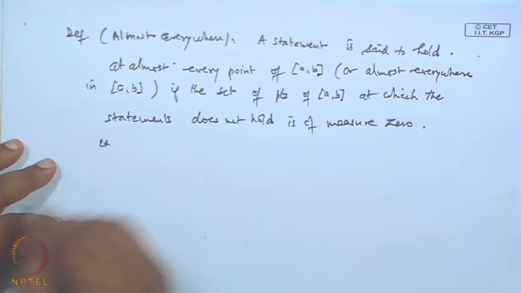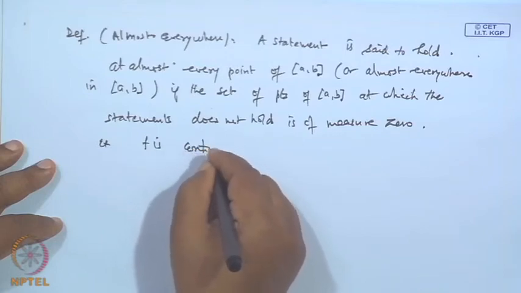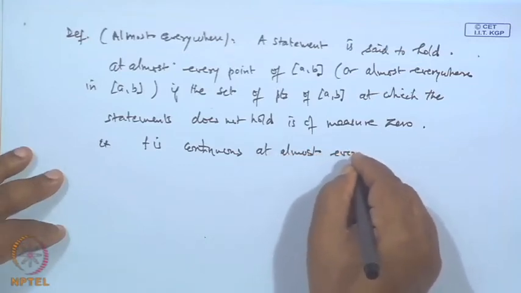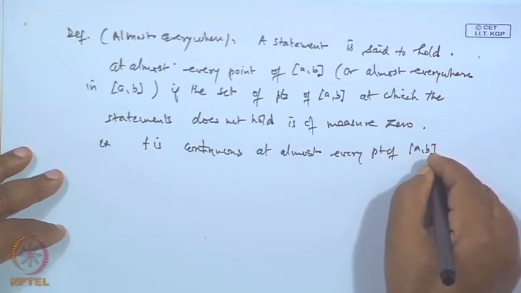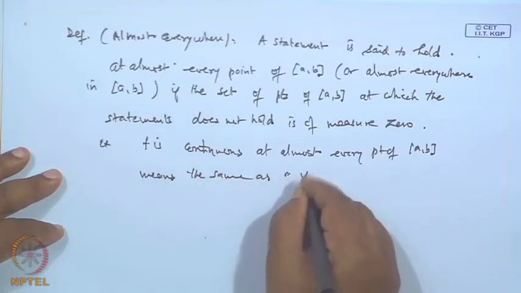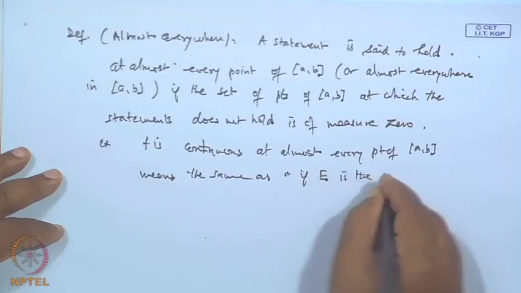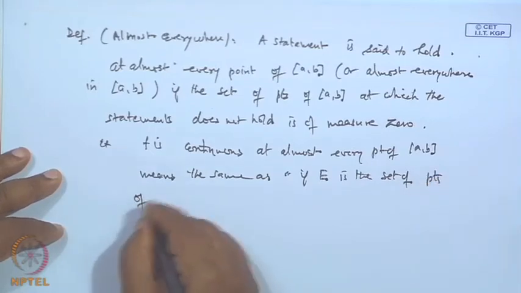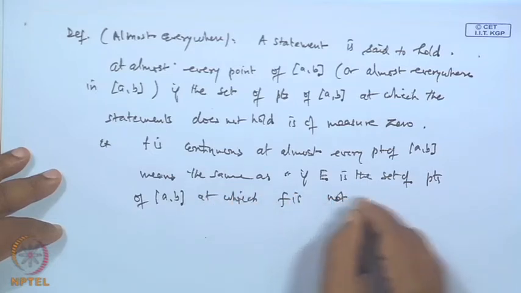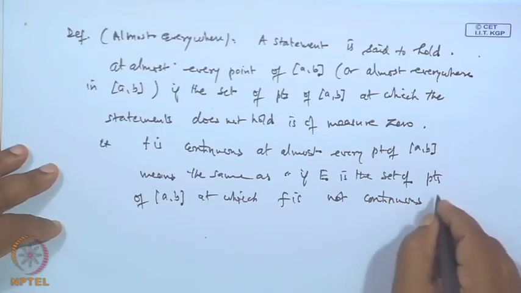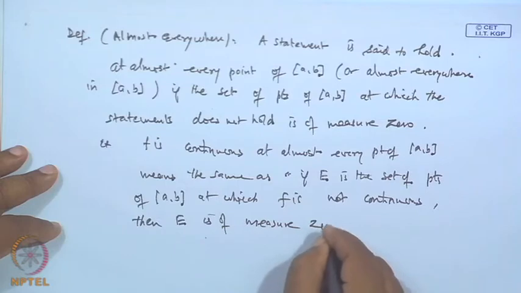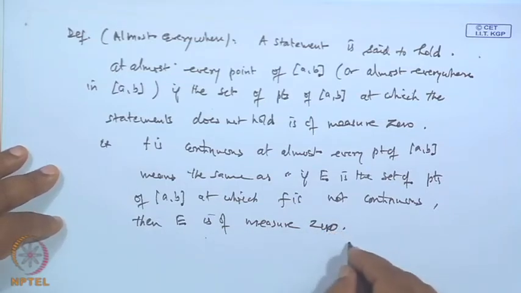For example, if we say f is continuous at almost every point of the interval a b, it means the same as: if E is the set of points of a b at which f is not continuous, then E is of measure 0. So, that is what f is continuous almost everywhere means.